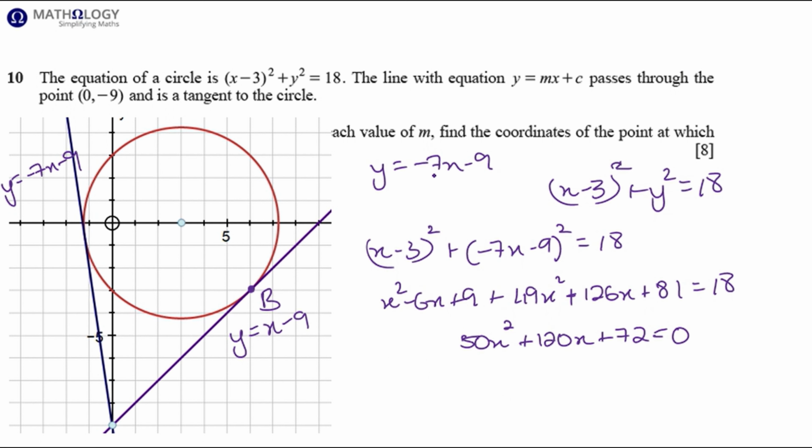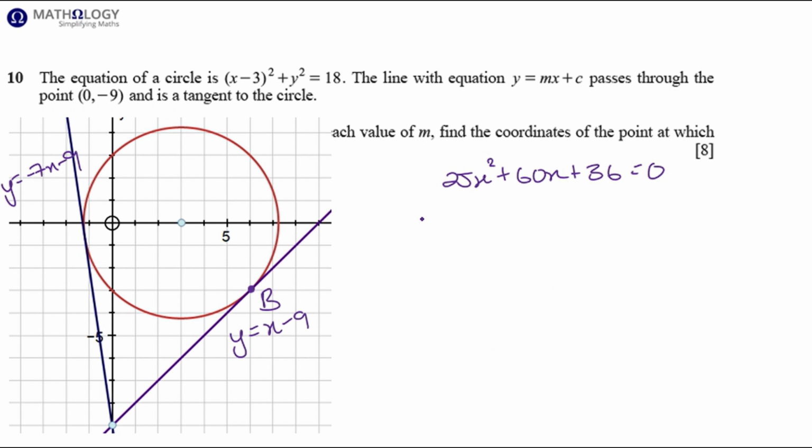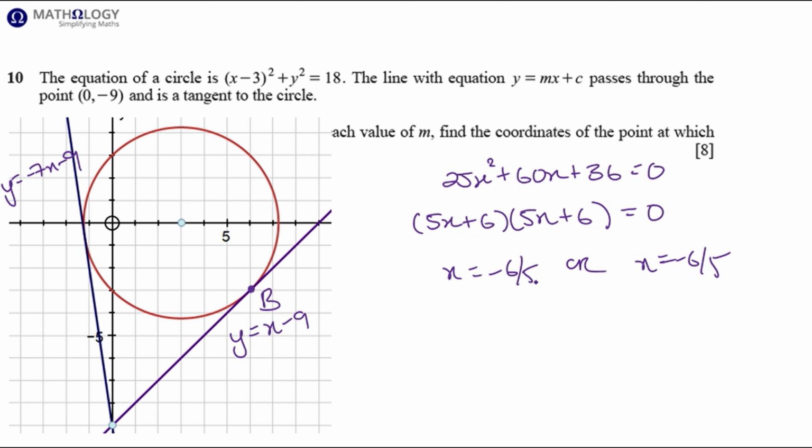So equating the tangent y equals minus 7x minus 9 to the circle gives us the quadratic 50x squared plus 120x plus 72 equals 0. We can divide through by 2, so 25x squared plus 60x plus 36 equals 0. And this factorizes as (5x plus 6) times (5x plus 6) equals 0. X equals minus 6 over 5, or x equals minus 6 over 5, and that shouldn't be surprising that we have one x value because we have one point of intersection.